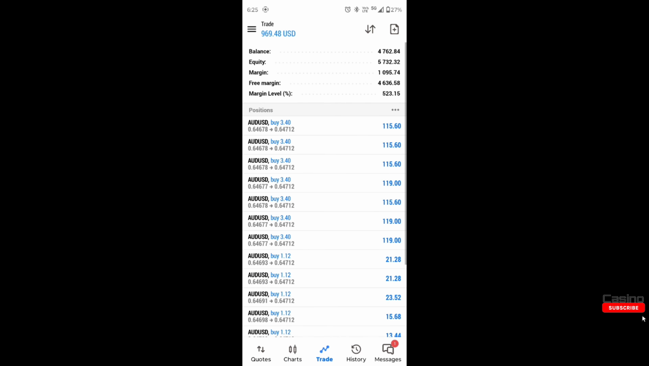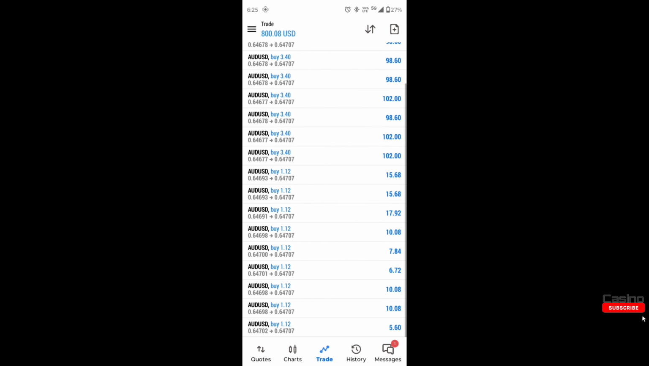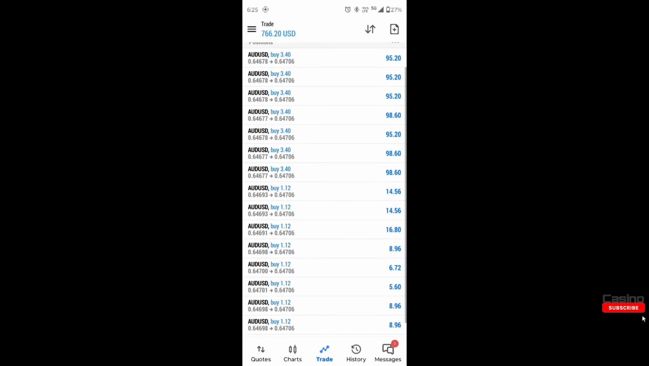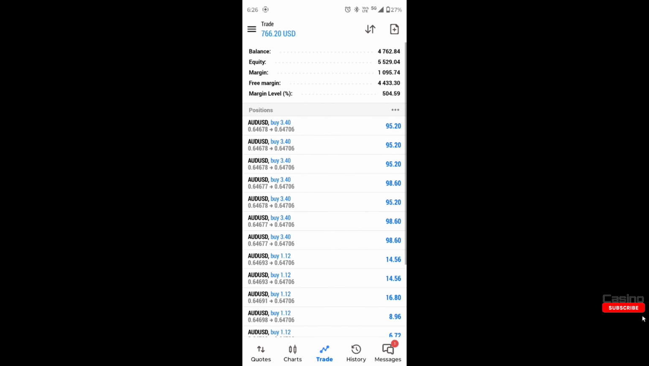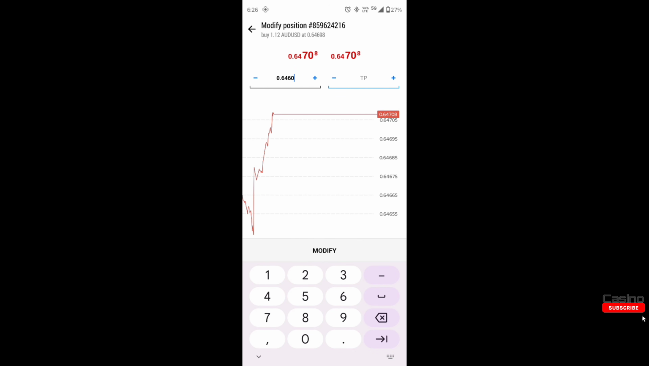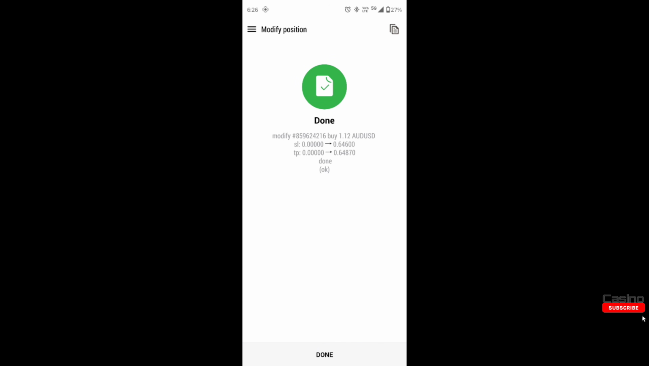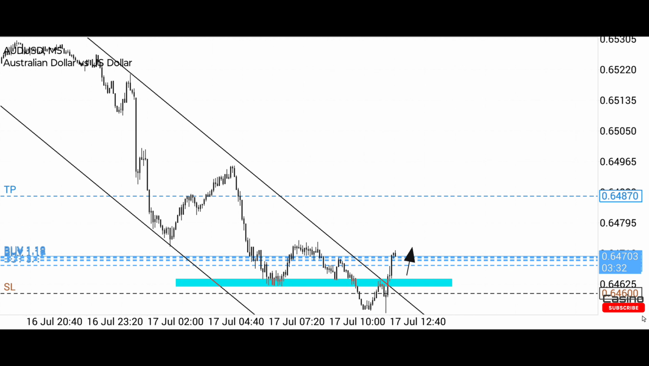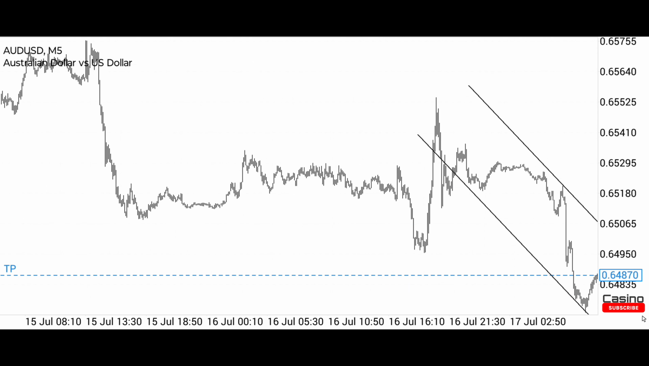Guys, here our profit has increased and has reached around $800. If we hold this trade properly, then we can generate good profit. I quickly place stop loss and profit target. Guys, you will be able to see the stop loss and profit target clearly. This is our exit point.